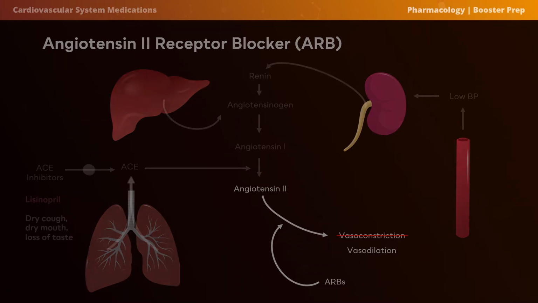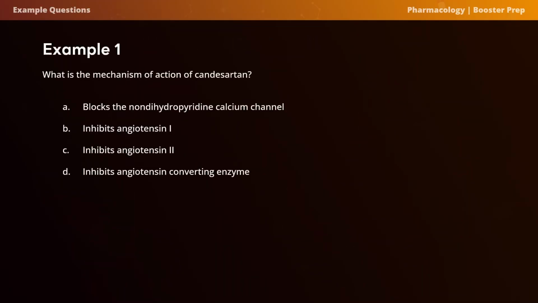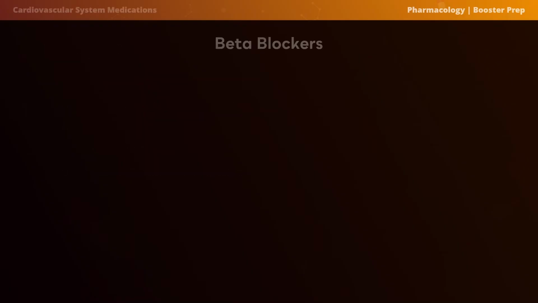And this brings us to our first practice problem. This question asks, what is the mechanism of action of candesartan? Now, I'll give you a minute to pause and think about your answer. So remember, we just mentioned that candesartan is an ARB, meaning it is an angiotensin-2 receptor blocker. So of course, the correct answer is going to be option C. It inhibits angiotensin-2.